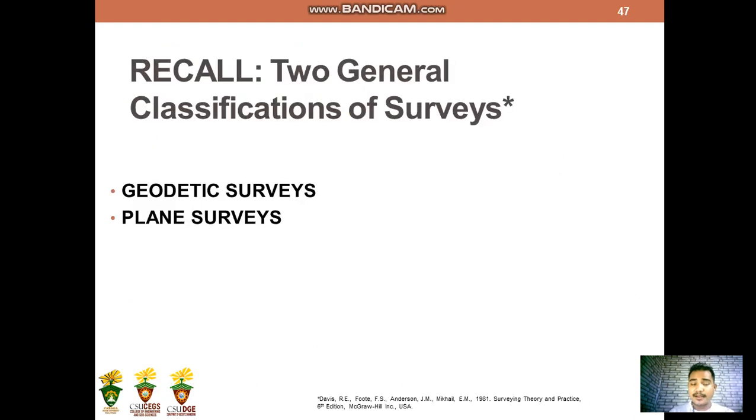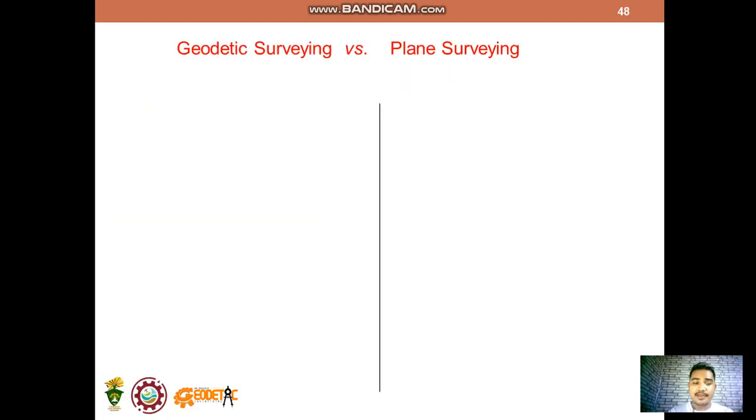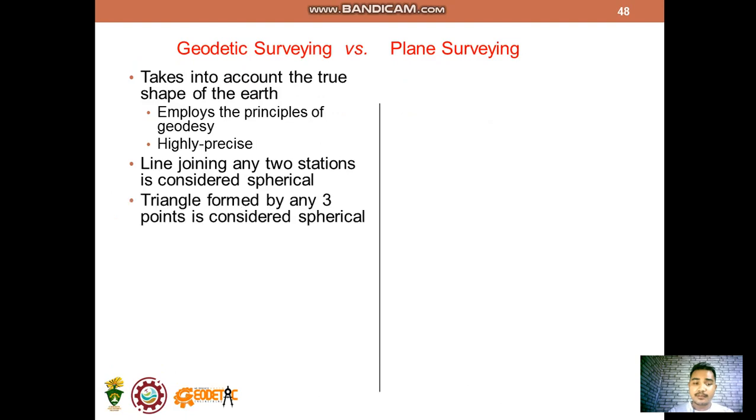So para mas ma-appreciate pa ninyo si reference system, let us recall first the two general classifications of surveys. I hope and I assume that you already know this one, the definition of this one, because it was already taught to you during your lower geodetic engineering subjects. So we have two general classifications: geodetic surveys and plane surveys. So let's differentiate between the two.